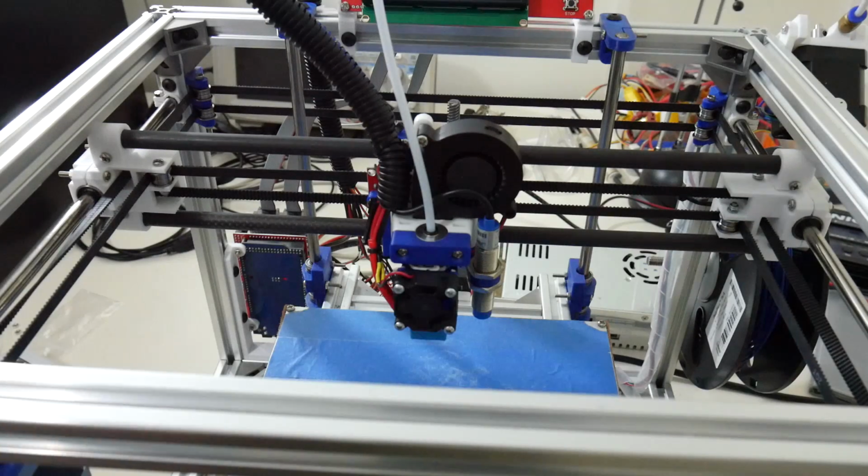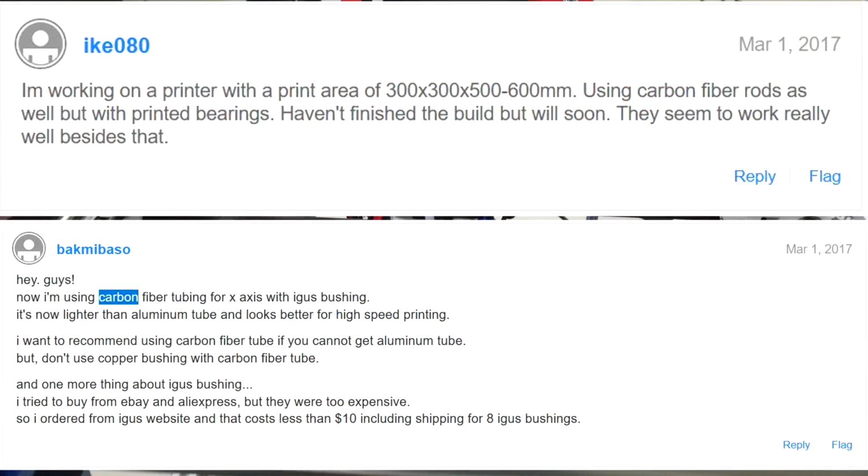But I've only been printing for a couple of hours. I really need to put a good 100 hours through this printer with this carbon fiber to make sure that it is going to last as X gantry rails for the Hypercube. But I'm not the first person to use carbon fiber on a 3D printer.